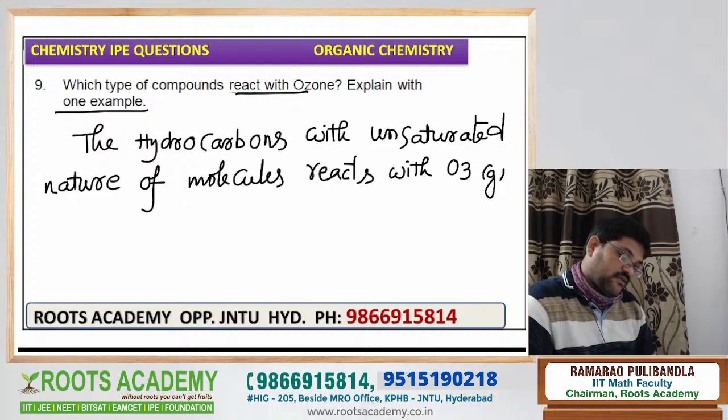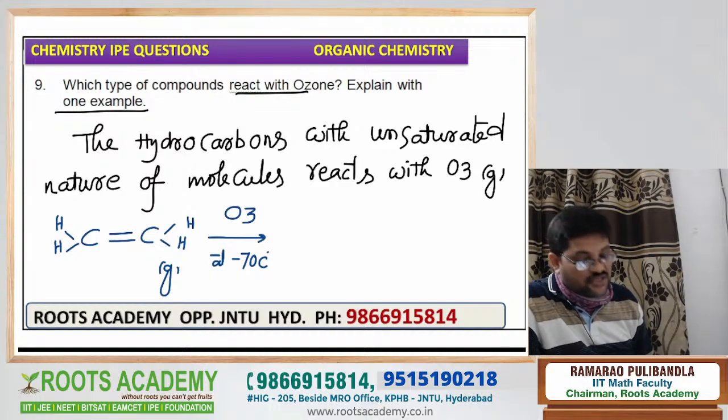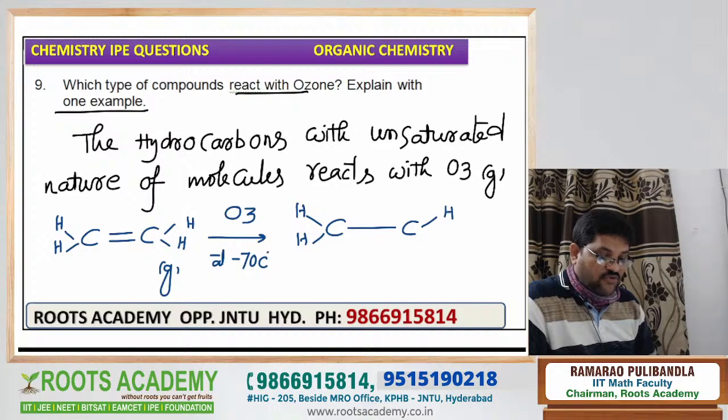Yes. Now to that, we take one example. Take the example of CH2 double bond CH2, the ethene gas. Now to the ethene gas we add ozone gas at a temperature of minus 70 degrees, because ozone gas is unstable at room temperature. That's why we use a temperature of minus 70. Now the ozone gas attacks the pi bond, and as it does, you get an ozonide forming.